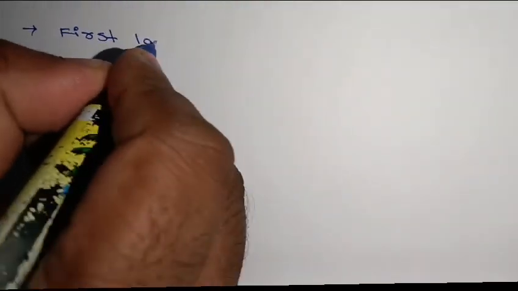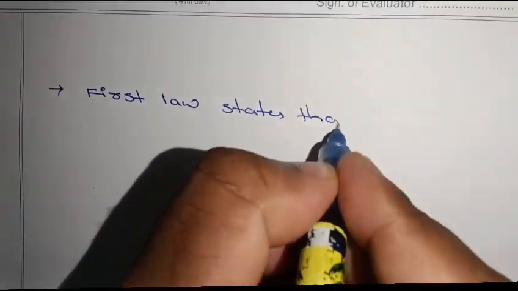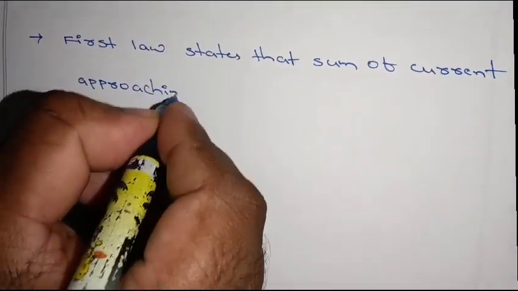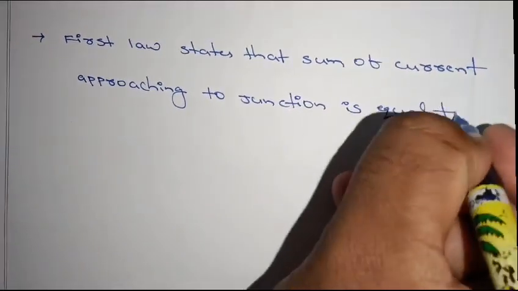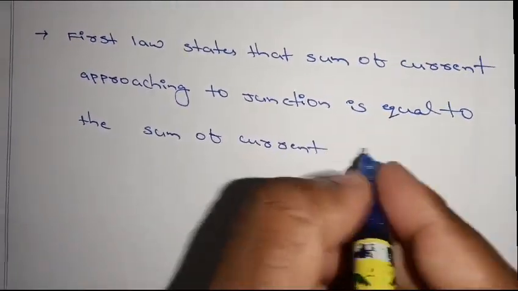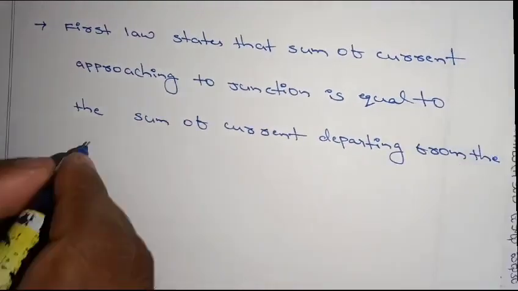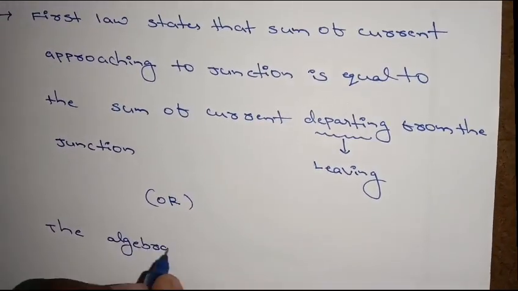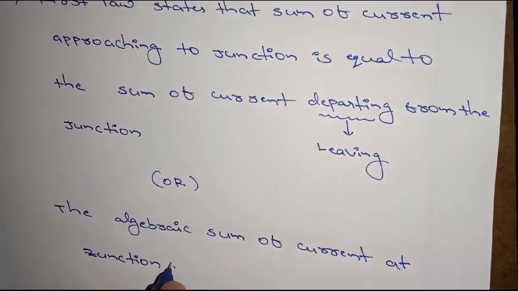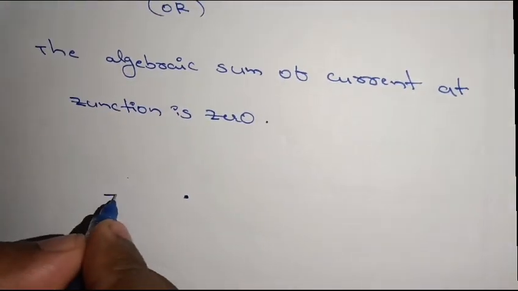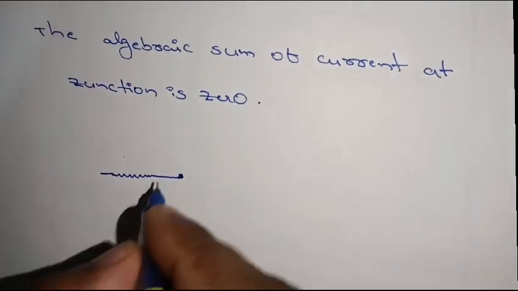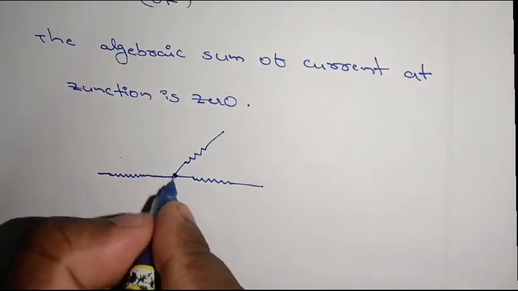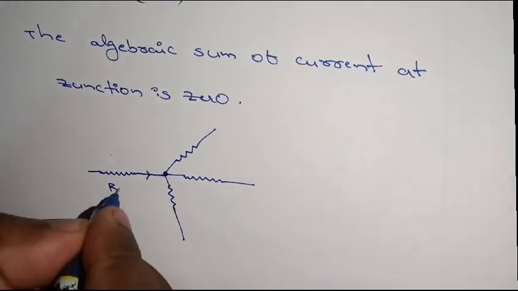Kirchhoff's law states that the sum of currents approaching the junction is equal to the sum of currents departing from the junction. Departing means leaving. Or we can define it as: the algebraic sum of currents at the junction is equal to 0. Mathematically we write it as summation of I is equal to 0.